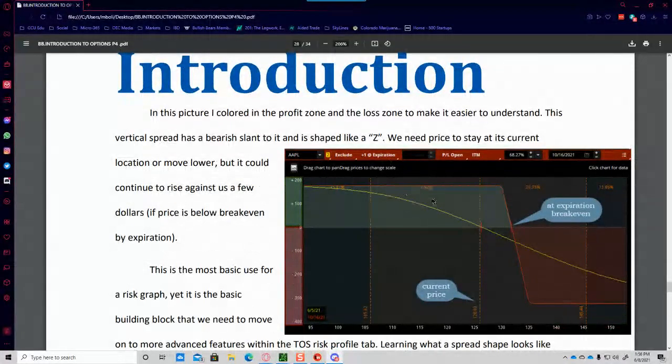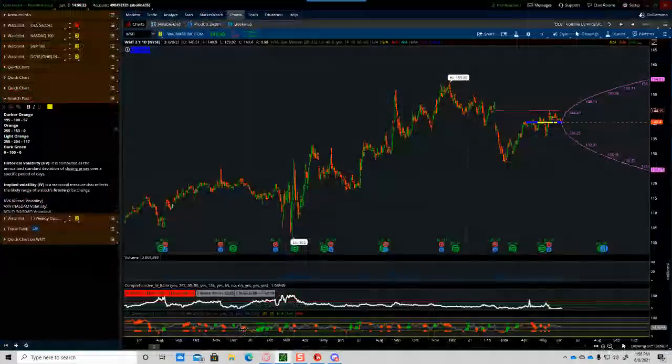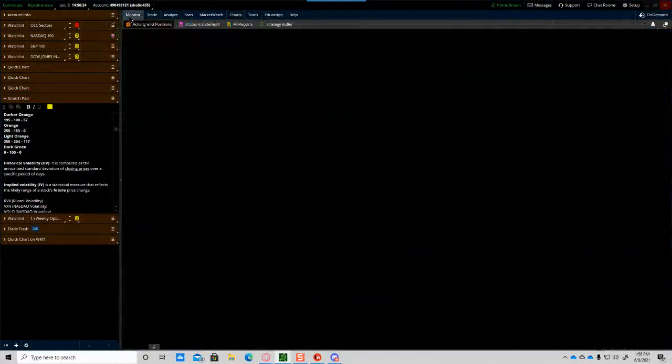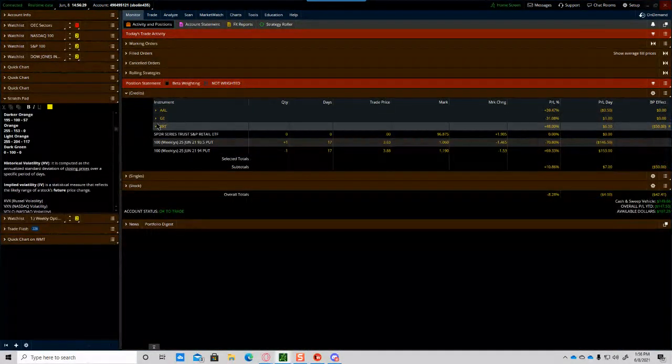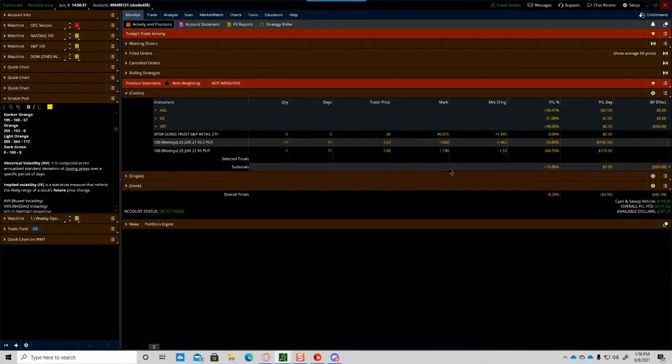So here I got out the colors and I made it a little prettier, made it look more like Tastyworks. Yeah, at any time, which is why if you're already in a trade, it is sometimes easier to go look at your trade on the risk graph to see what your P&L is.